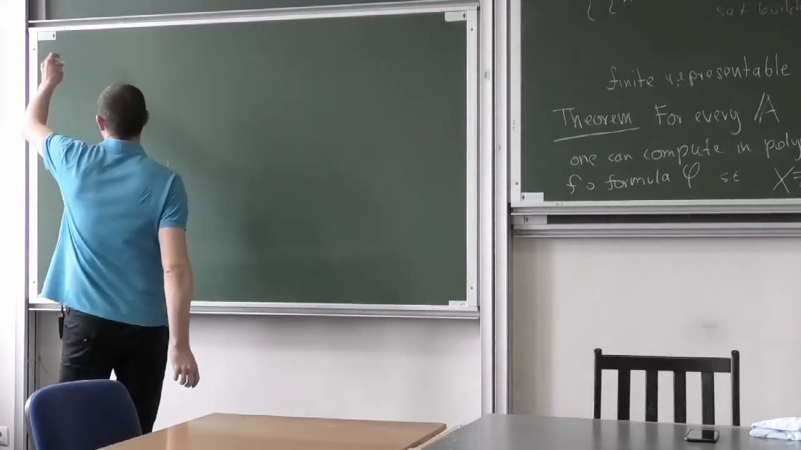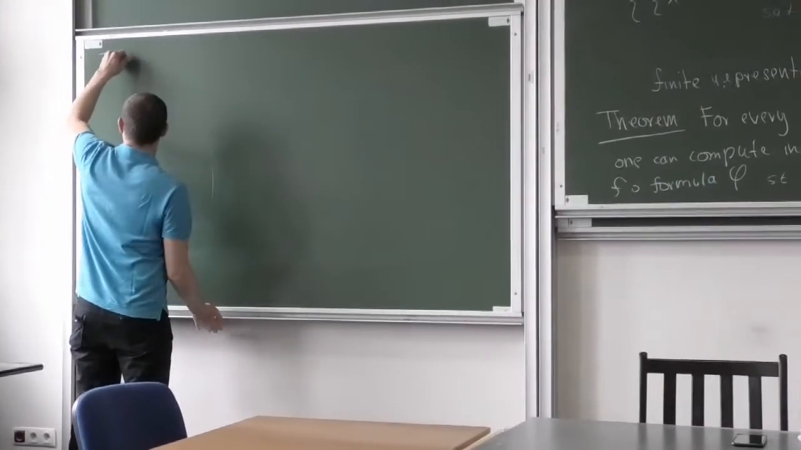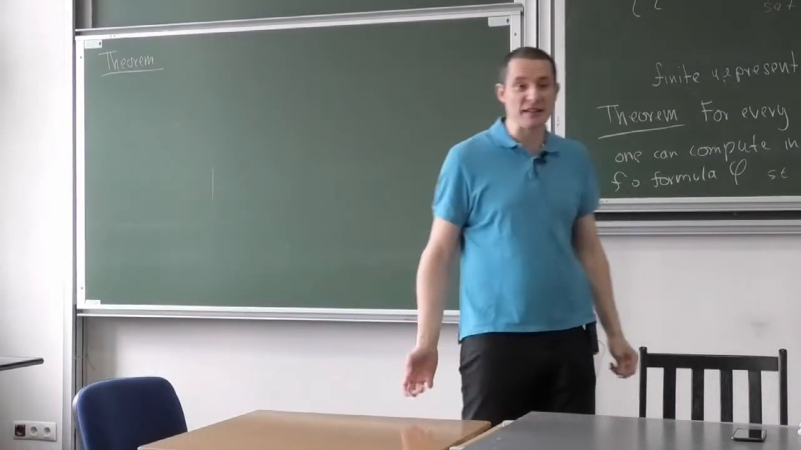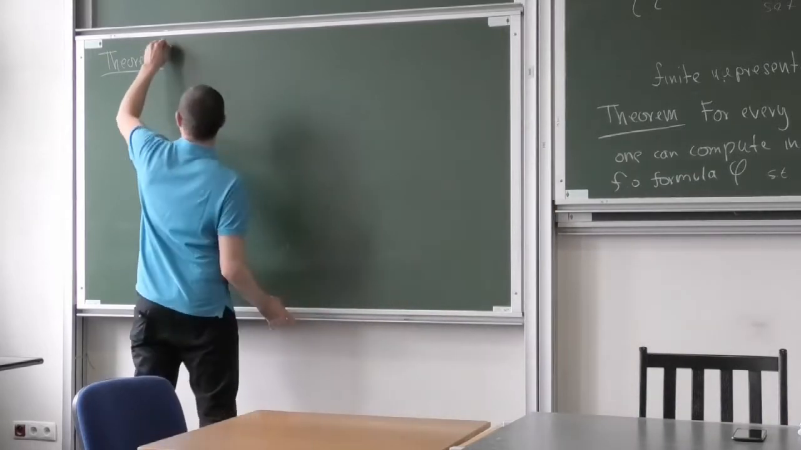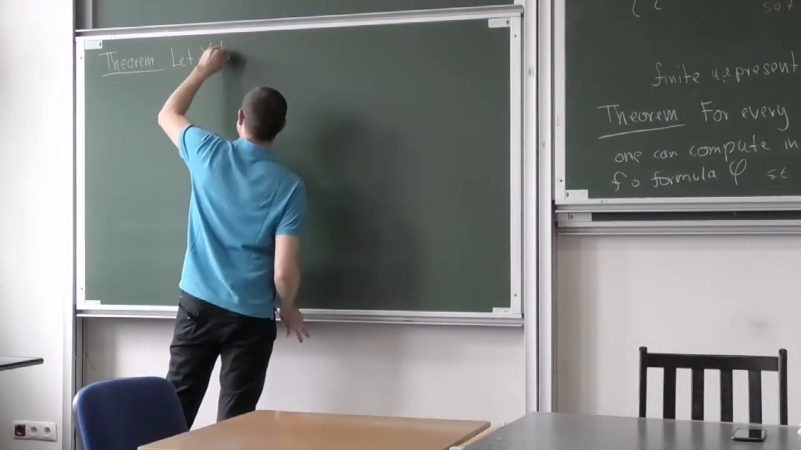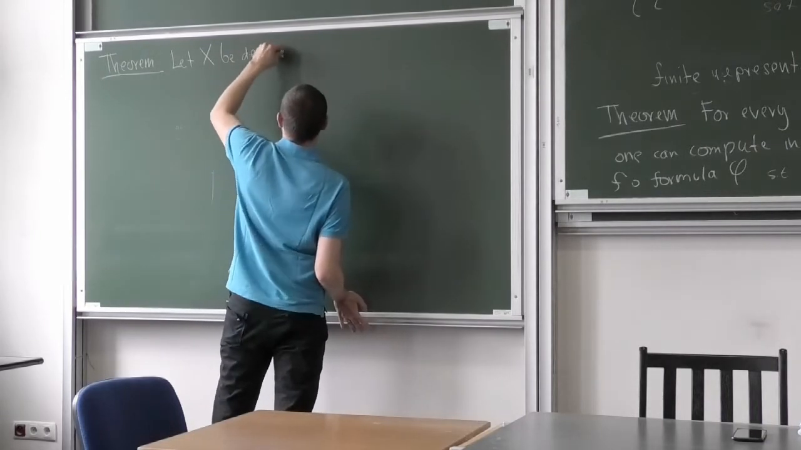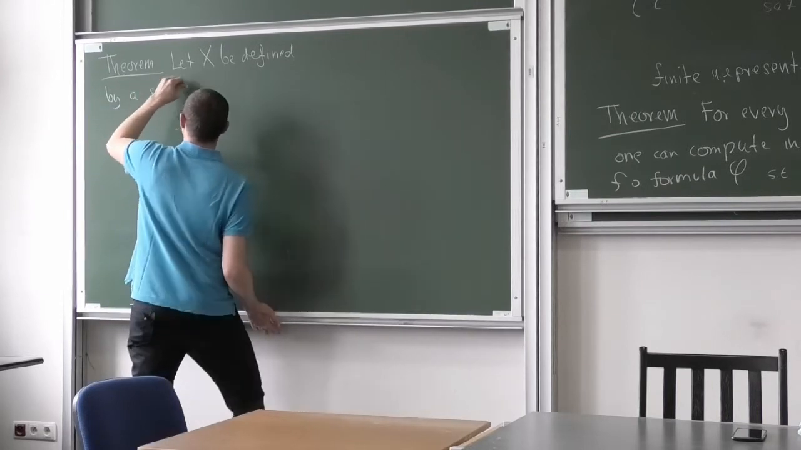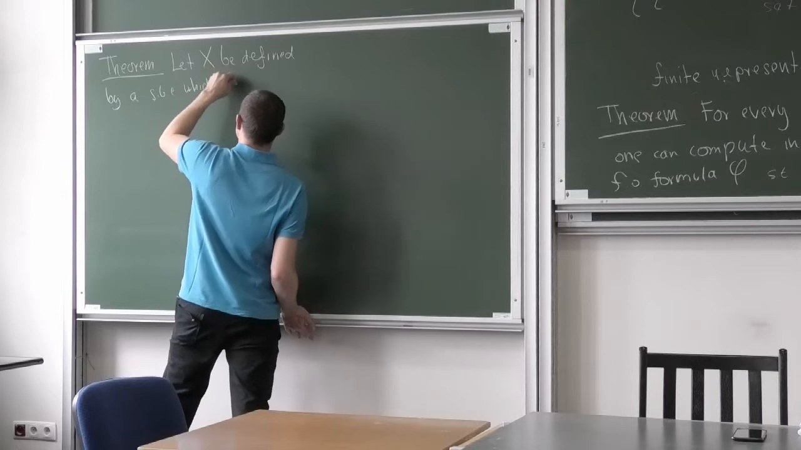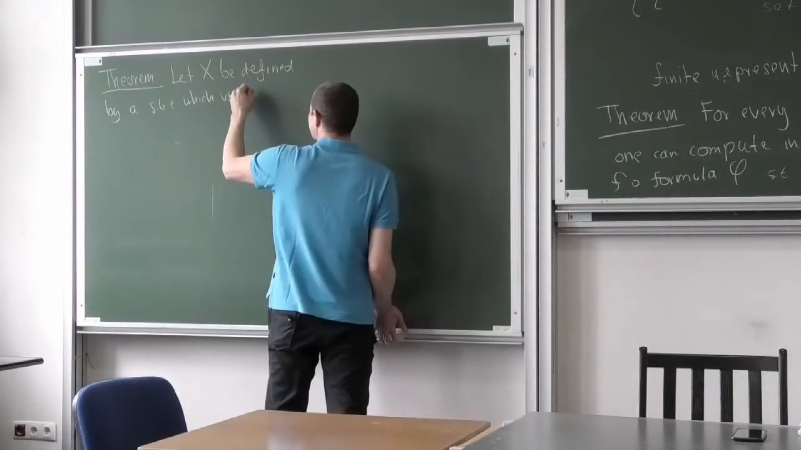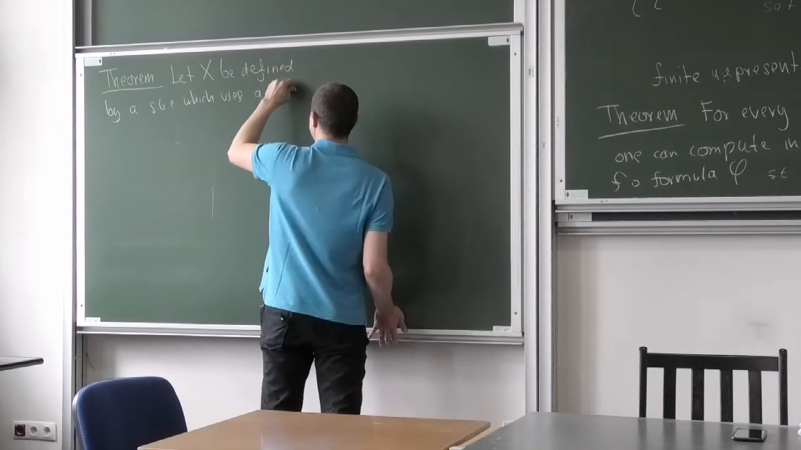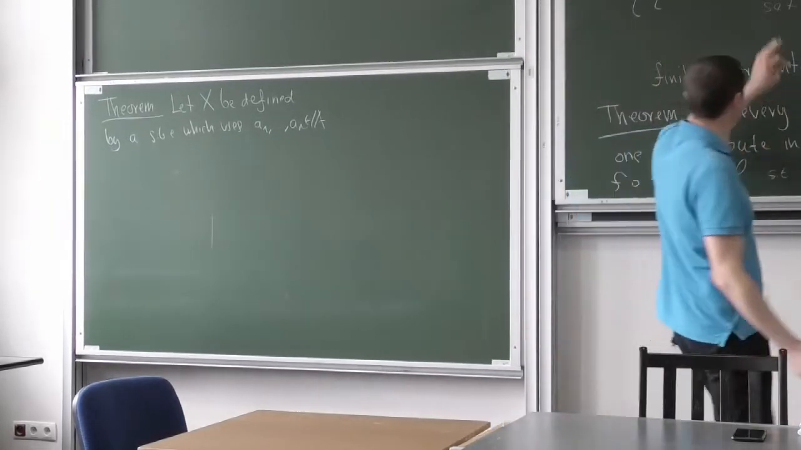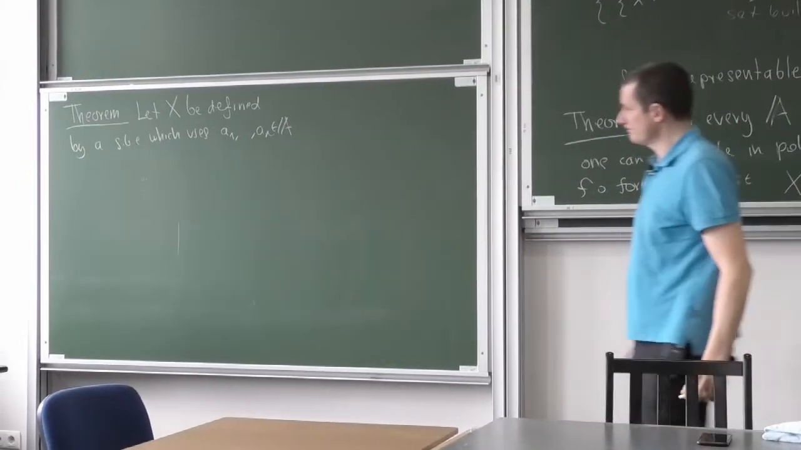So let me put this as a theorem. The definition would follow from whatever the theorem says. So let X be defined by a set builder expression which uses atoms a1, ..., an. So these are the atoms that literally appear in the set builder expression. In this case, 5 and 2. Okay?